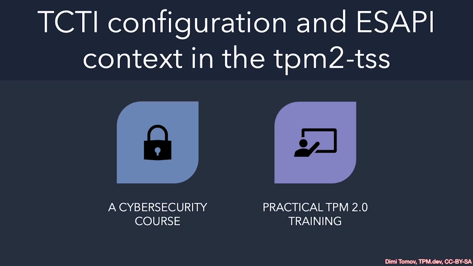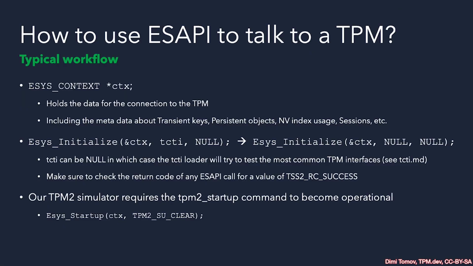Welcome to this OST2 lecture about the TCTI configuration and eSAPI context in the TPM2 TSS. In this lecture, we will learn how to use the Enhanced System API, or for short eSAPI, to generate a primary key. And to be able to use eSAPI, we need to make some initialization steps.